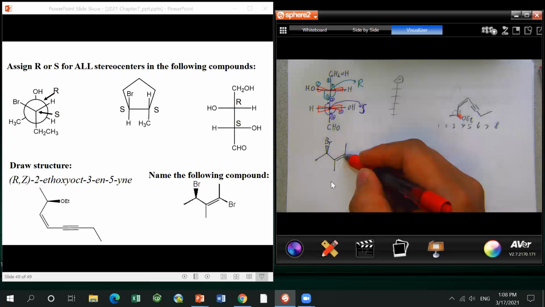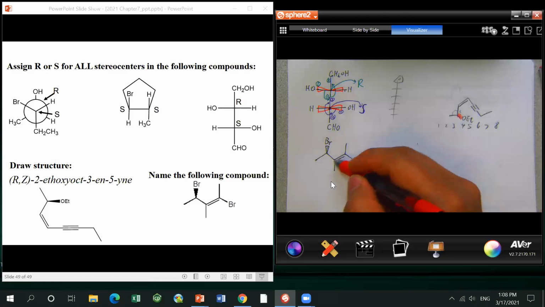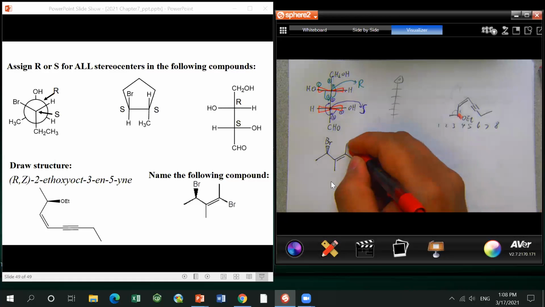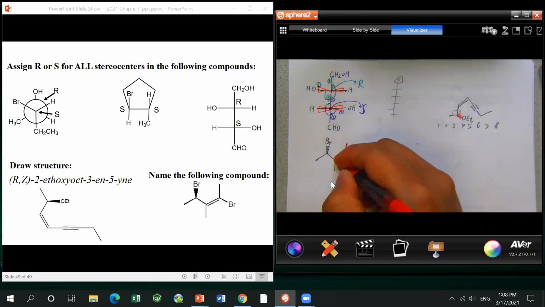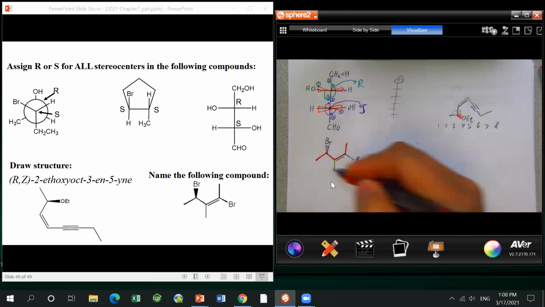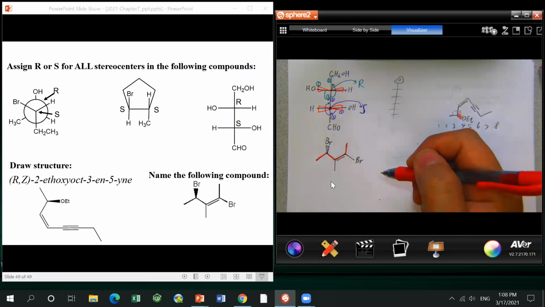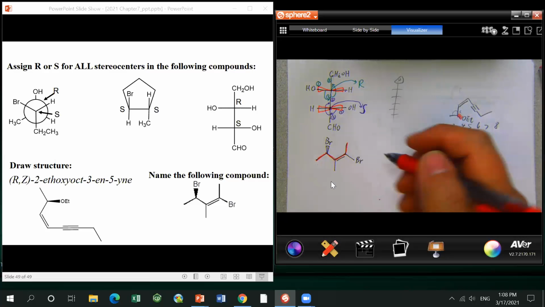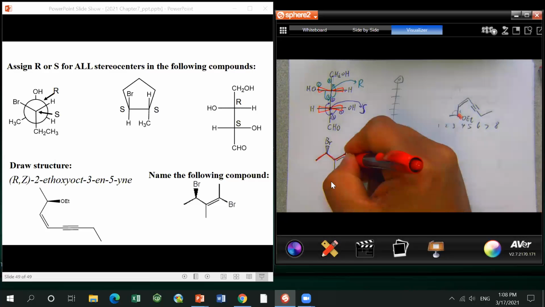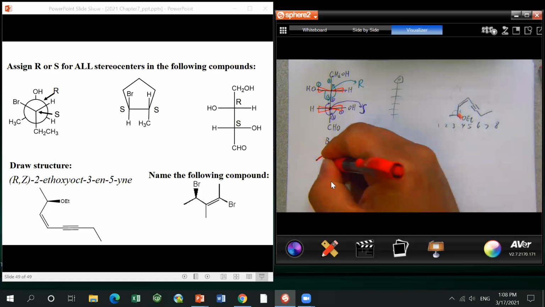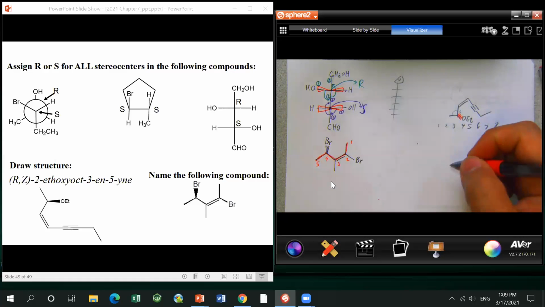longest carbon chain containing both carbons of your double bond. The longest carbon chain is definitely this one, and that should be five carbons. So we try to number this carbon chain so the double bond gets the lowest number possible. That's why we number from right to left: 1, 2, 3, 4, 5. So this compound we should name as the pentene.